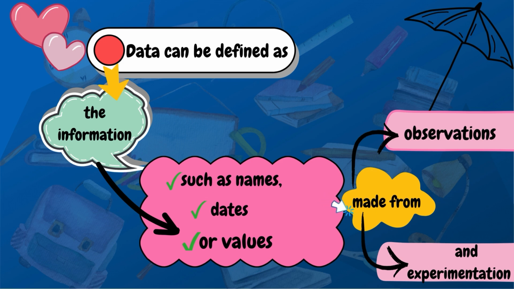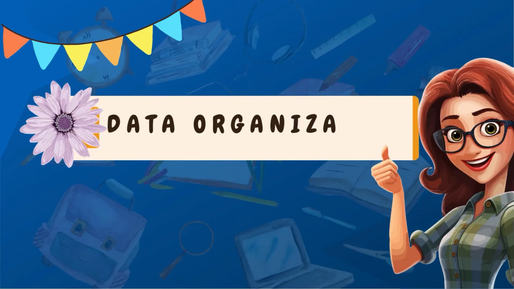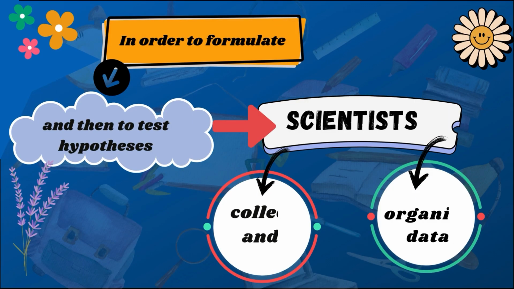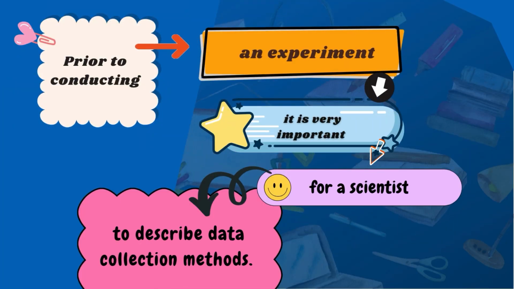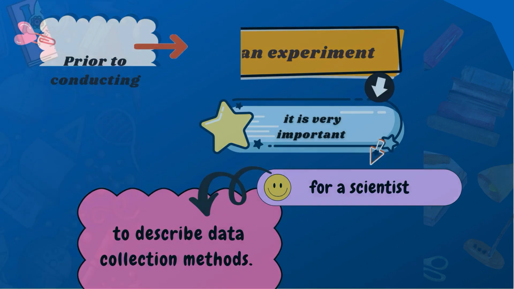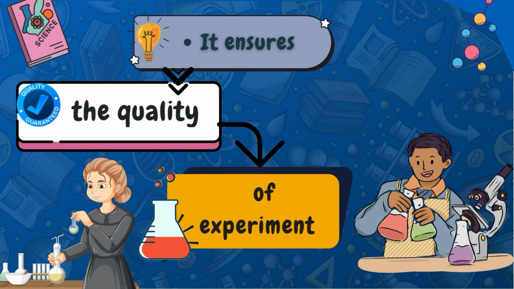Let's talk about data organization. In order to formulate and then to test hypotheses, scientists collect and organize data. Prior to conducting an experiment, it is very important for a scientist to describe data collection methods. It ensures the quality of experiment.